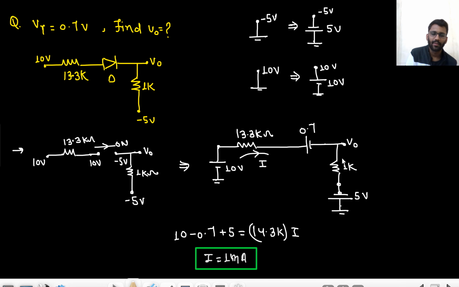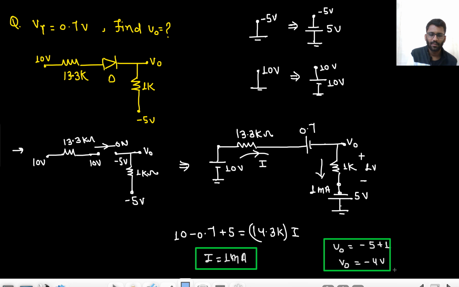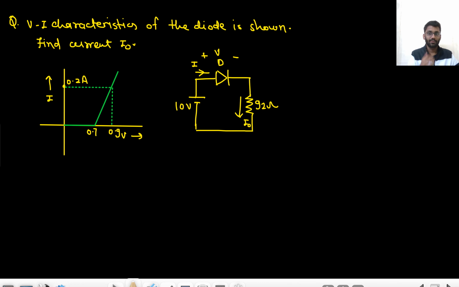That means you are having 1 milliampere current here, which means you are having 1 volt voltage drop here. So minus 5 plus 1. That means your V0 is minus 4 volt. Okay, this is your V0. Well and good. Let's move on to the next question.